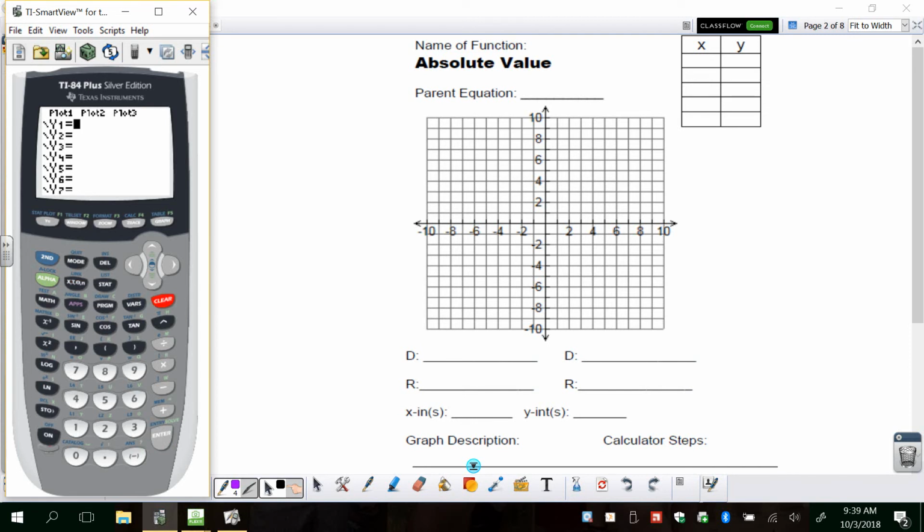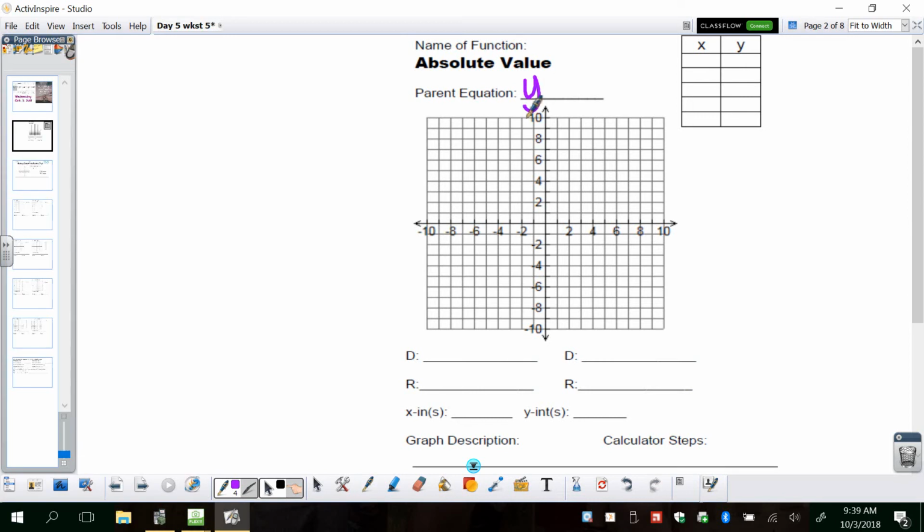Okay, so I'm going to clear it. Go to y equals. You're going to hit math, right, enter. Math, right, enter. And these should show up. So you just put an X in there, because that's all we're doing right now, the parent function. So if I hit graph, this is what it looks like. My parent function equation is y equals absolute value of x.